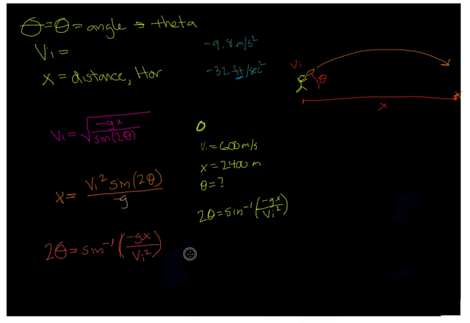Okay, we're going to plug in what we know. So 2 theta equals the sine of negative 1, negative times a negative g. We're dealing with meters here, so we're going to use 9.8, negative, times x. X is 2400. And we get vi, so 600. We don't need units. But that's squared. Okay. So, now we're going to do 2 theta. All right, so a negative times a negative is a positive 9.8.